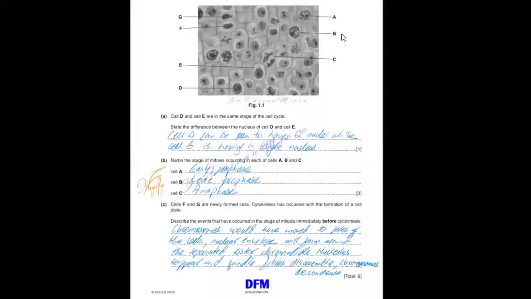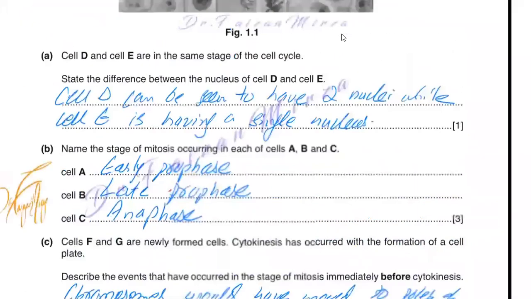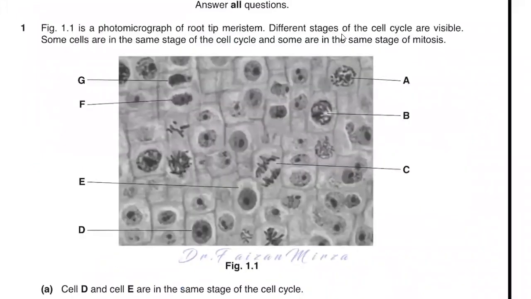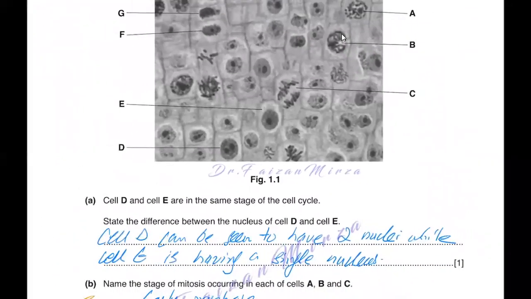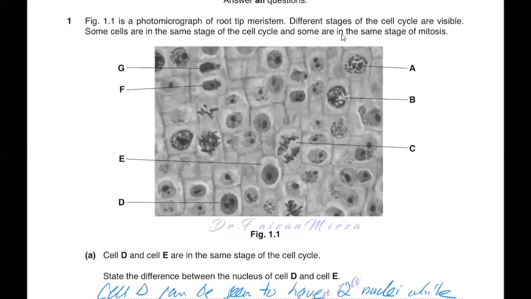Okay, so this question is from May June 2018, paper 23. This is a micrograph of a root tip meristem, and some stages of the cell cycle are shown to you. Cells D and E are in the same stage. State the difference between the nucleus of cell D and cell E. What you can see here is that cells D and E basically have two nuclei here.